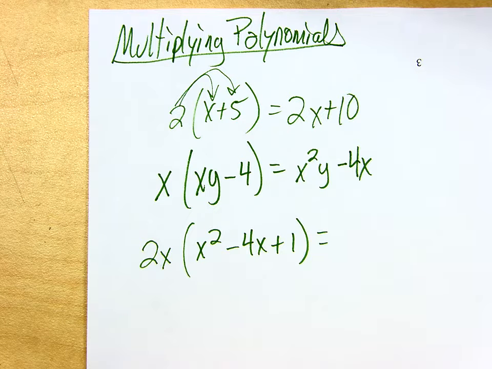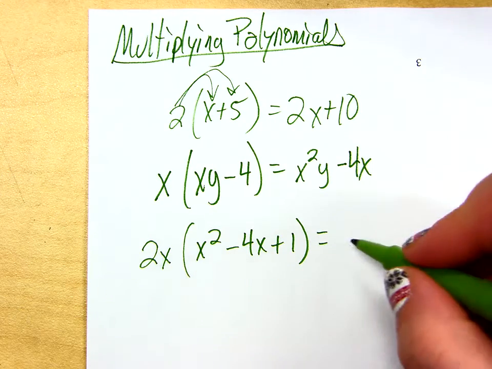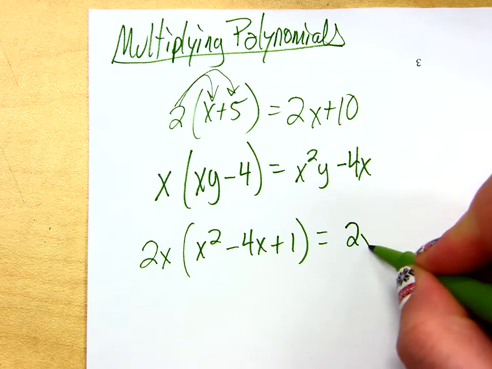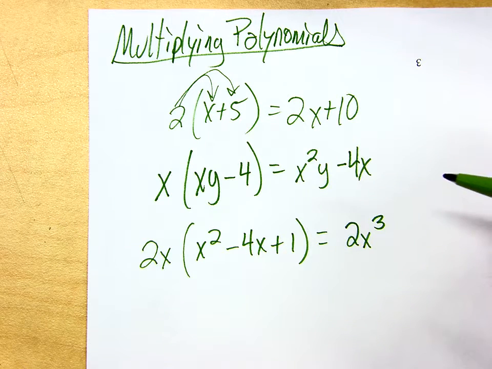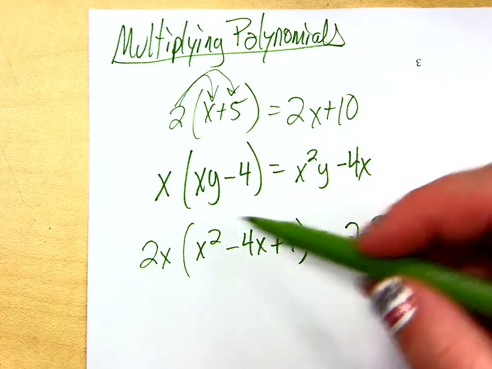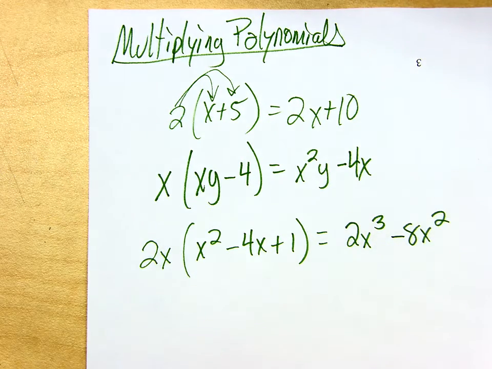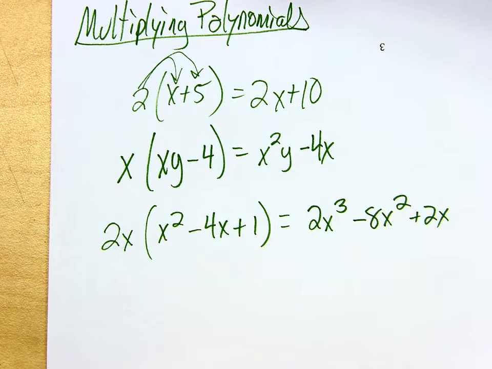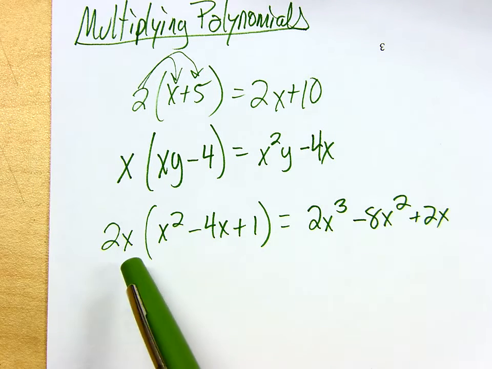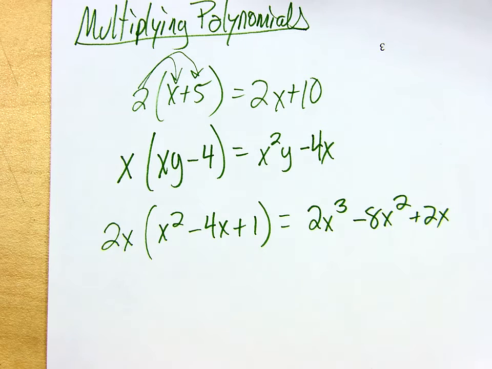Did everybody write down an answer? Okay. Sarah, what's 2x times x squared? 2x cubed. Yes, 2x to the third. Lily, what's 2x times negative 4x? Negative 8x squared. Yes. And everybody, 2x times 1 is? 2x. So there you go. It doesn't matter. If I have a monomial times a 10-term polynomial, who cares? You just multiply it all the way down.